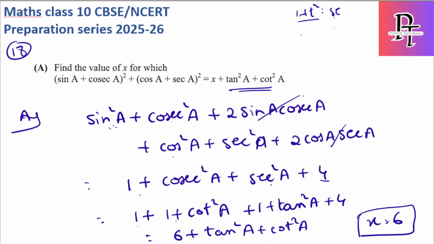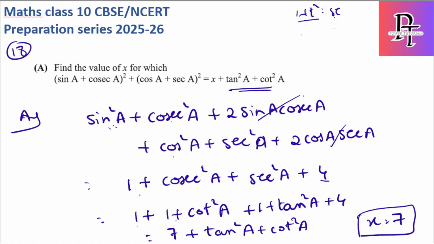Sin square plus cos square is 1. Cosecant square plus secant square I have written here. So cosecant square is 1 plus cot square a, secant square is 1 plus tan square a, so it becomes 1 plus 2 plus, okay, I think 3 is the number. 3 plus 4 is 7, not 6. So this is 7 plus tan square a plus cot square a, the x value is 7, not 6. Okay, hope it is clear.